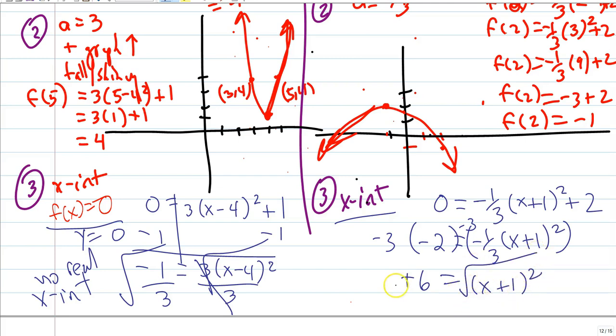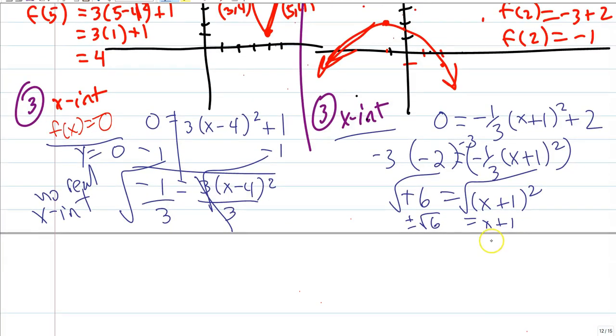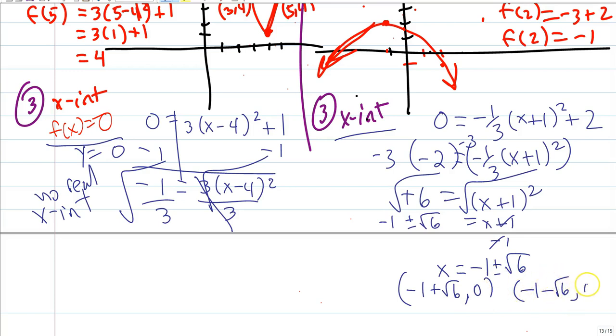Then I can square root it. Square root of 6 ain't pretty, but it's still there. And I get, let's say, x plus 1 is equal to plus or minus square root of 6. How do I solve for x? Minus 1 on both sides, so that x is equal to negative 1 plus or minus the square root of 6. These are the x-intercepts. When x is negative 1 plus root 6, y equals 0, or when x is negative 1 minus square root of 6, the y value is 0.